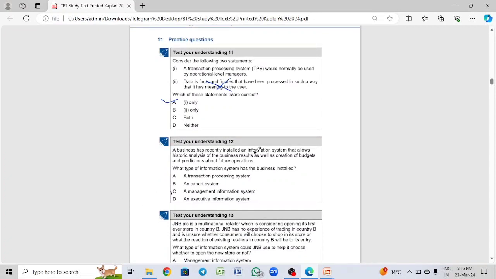Now test your understanding number 13. A business has recently installed an information system that allows historic analysis of the business results as well as the creation of budgets and predictions about future operations. Which of the following information systems has the business installed? A TPS, an ES, an MIS, or an executive information system. So the management information system is the one which has been installed, since it has the historic data as well as the current data. It does not have the outside data. If it had the outside data, it would have been the executive information system. So it is the management information system.